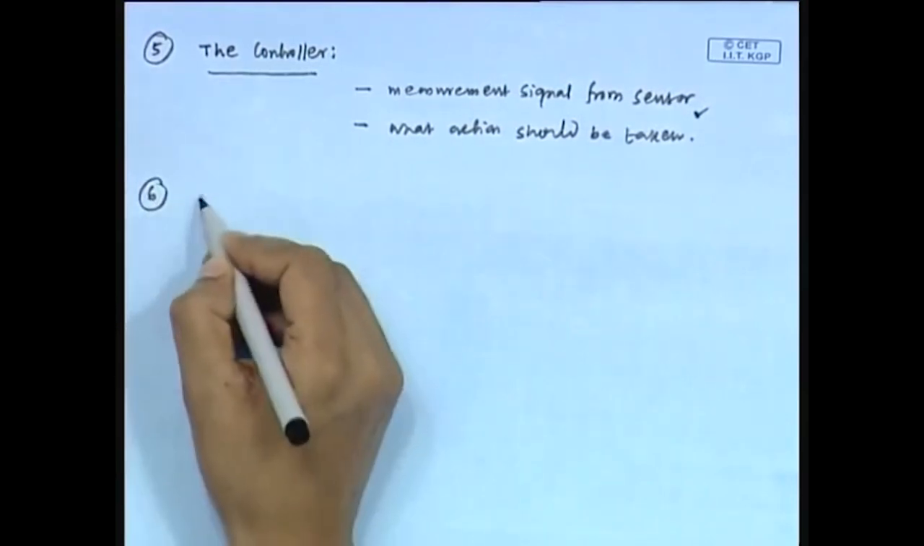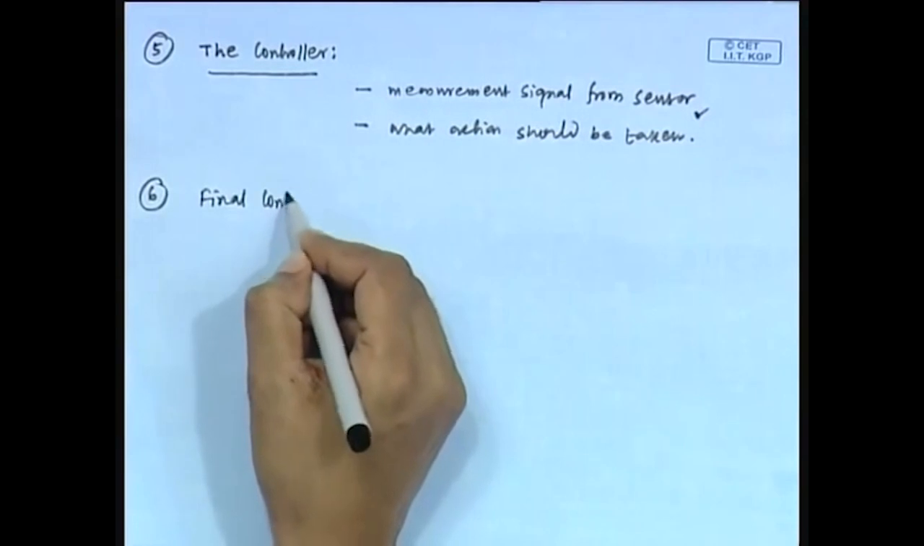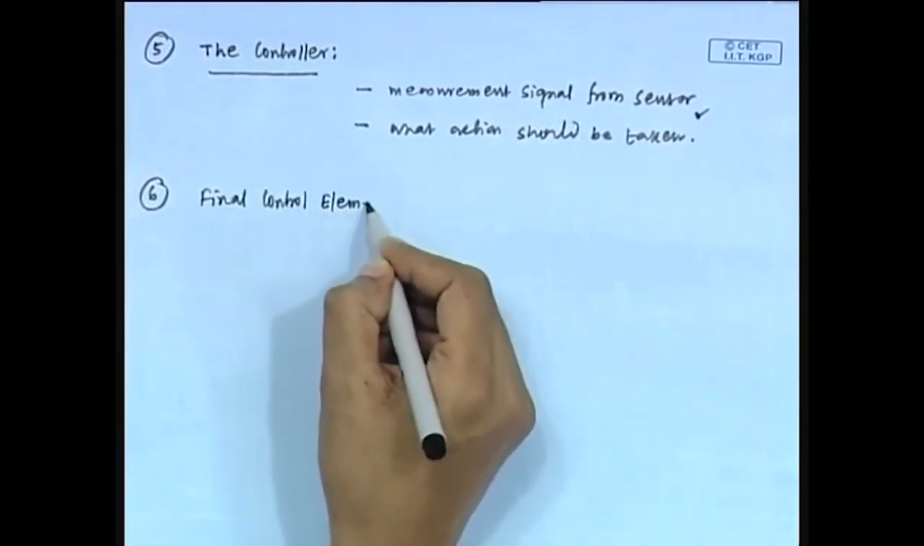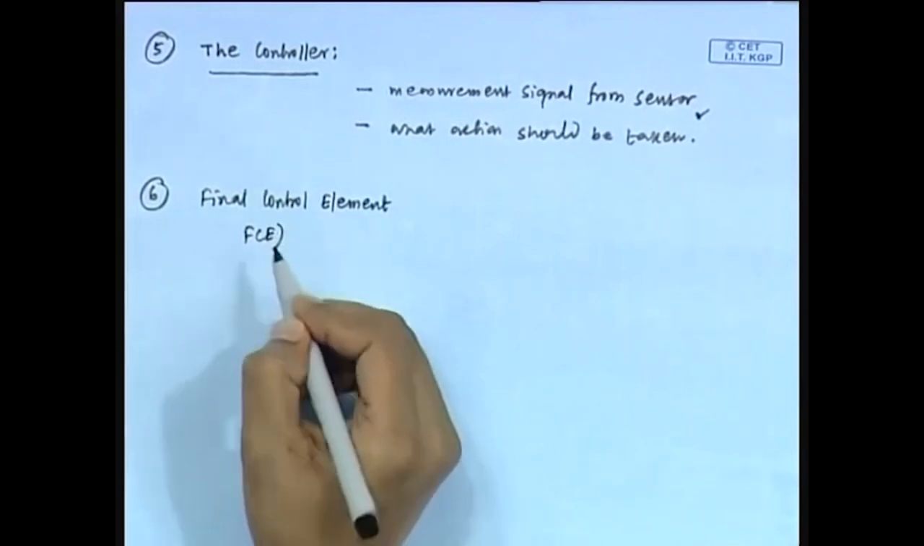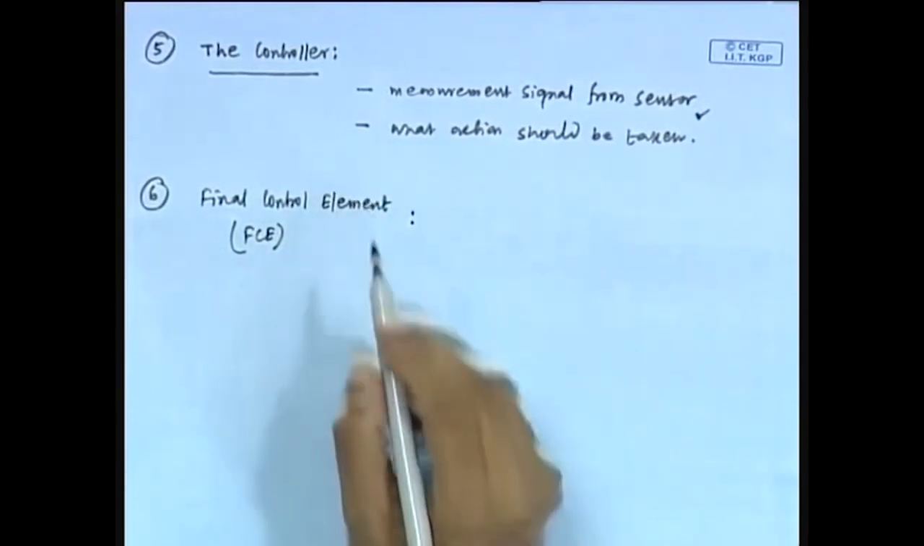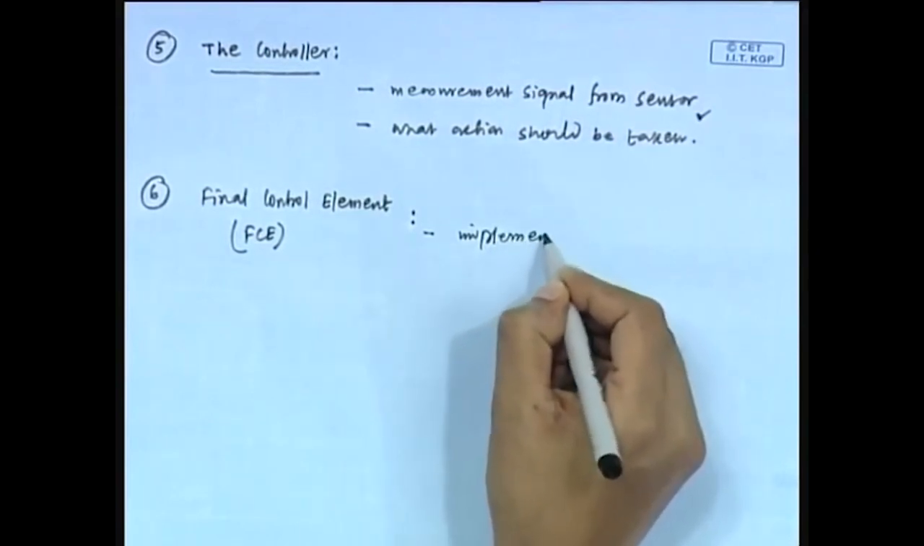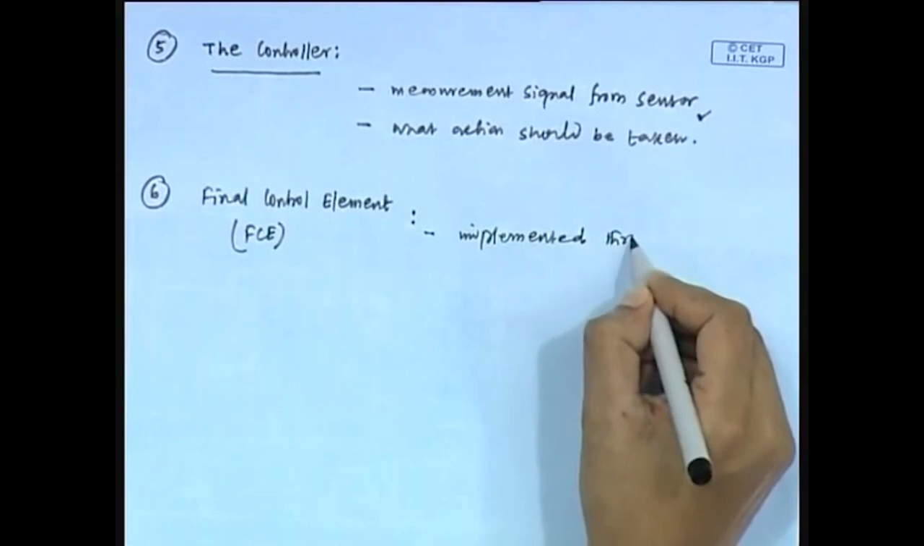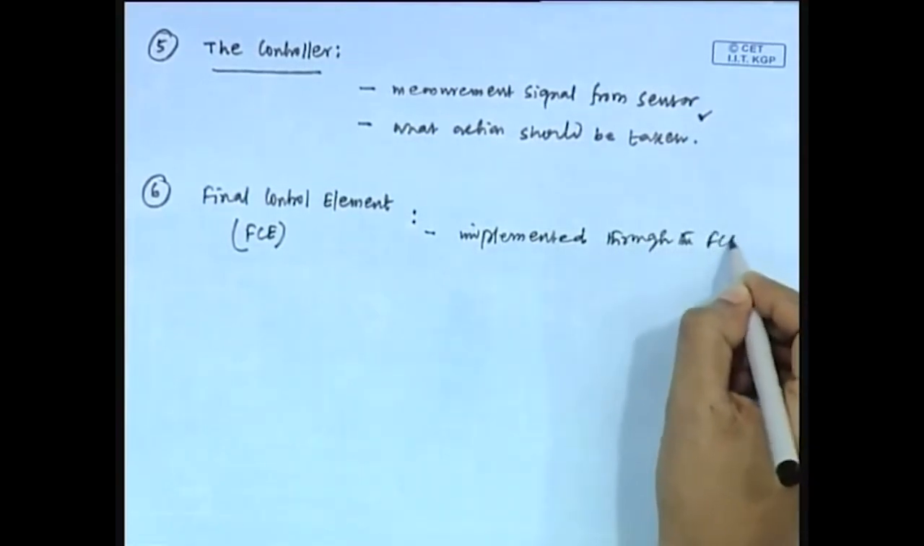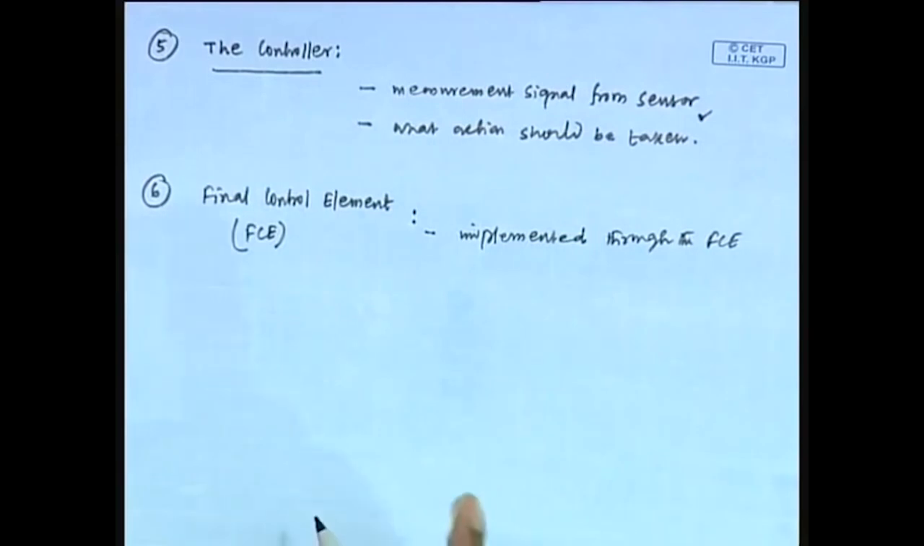Sixth hardware is the final control element. Now, for the case of controller, I told that the controller basically calculates the control actions. Now, that control action is implemented through the final control element. So, the control action which is calculated, produced by the controller, that is physically implemented through this final control element.